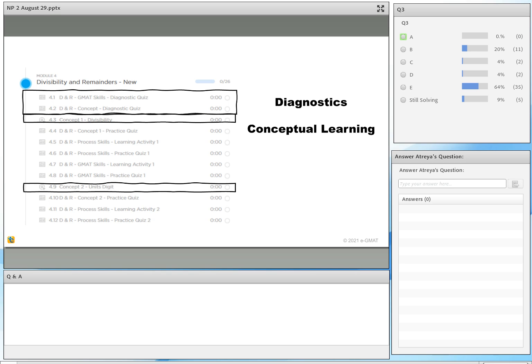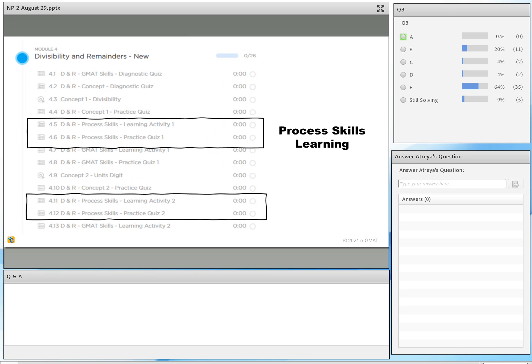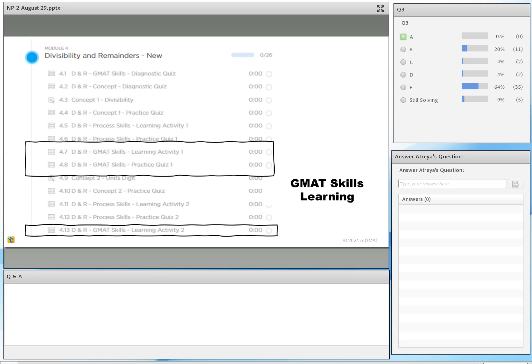You already have access to the free trial. Go and take the diagnostic quiz. The diagnostic would help you understand your starting score. Post that, go through the concept files. The concept files would give you conceptual clarity. The process skill files that you can see over here in our e-GMAT course help you understand how to build those process skills to solve easy to medium and even hard level questions. When you fare well on these kinds of files, then the real game starts.